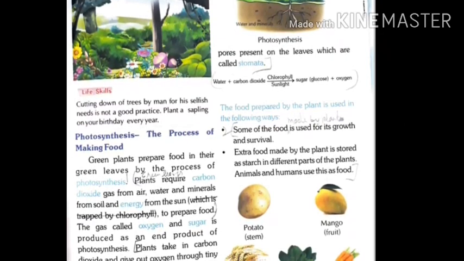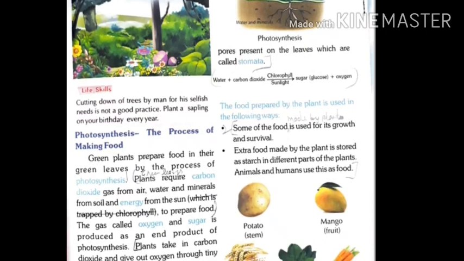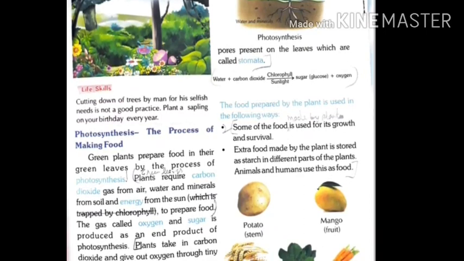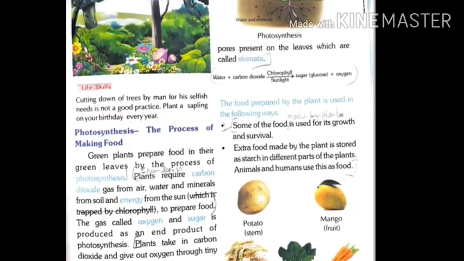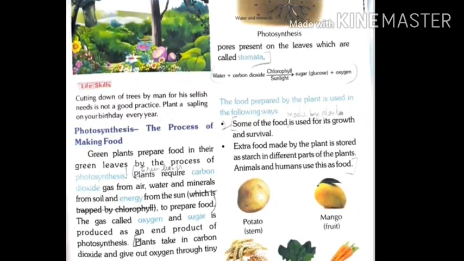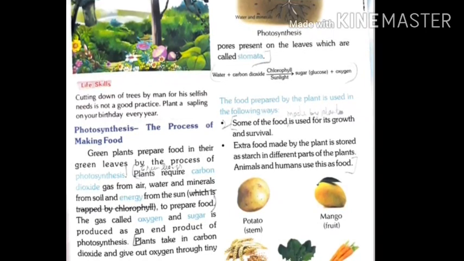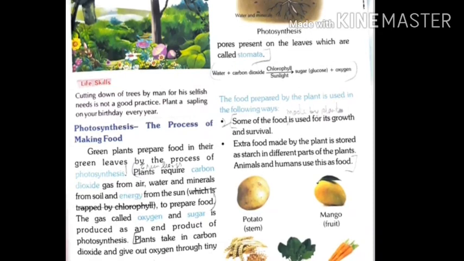Plants take in carbon dioxide and give out oxygen through tiny pores present on the leaves, which are called stomata. There are very small pores present on the leaf. You are not able to see them with your naked eye, but some pores are present on the leaves, which we call stomata.